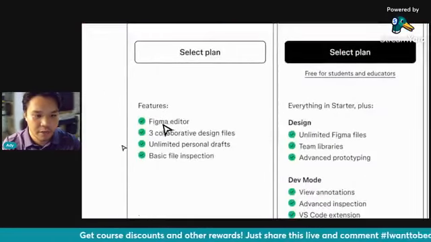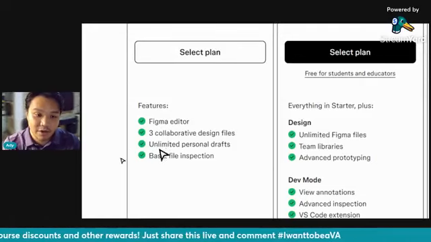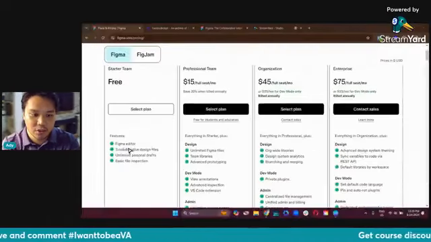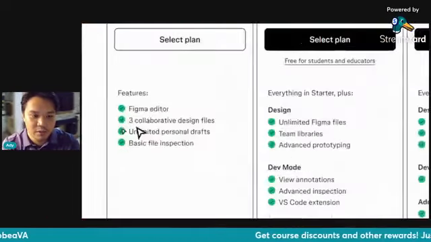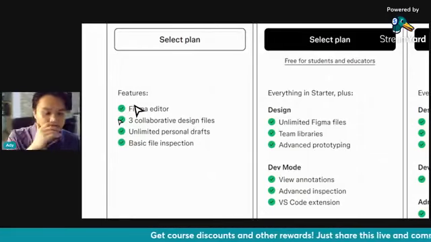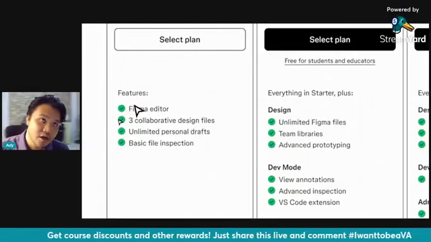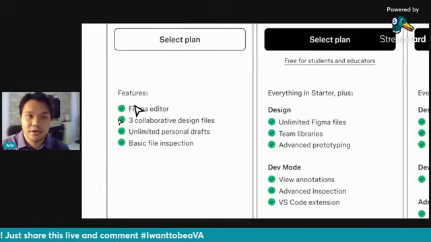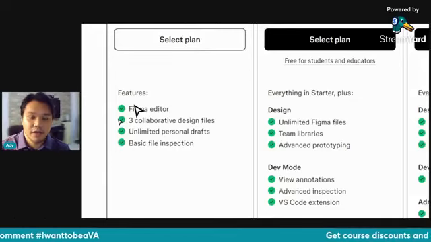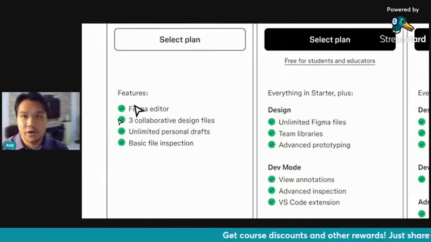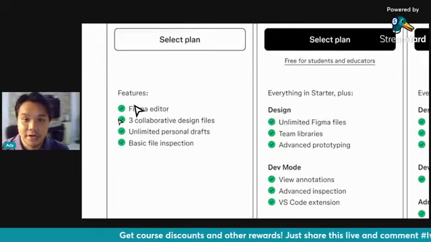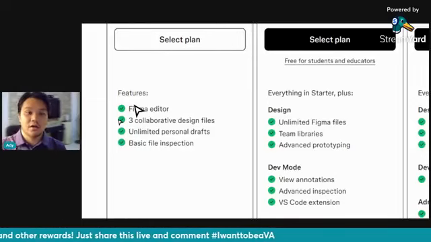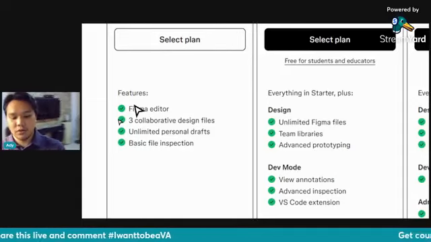Here the Figma editor, three collaborative design files, unlimited personal drafts. So this is just personal drafts and basic file inspection. We just have the basic features of Figma, but this is actually a good thing because for basic or beginner website designers, you can use the Figma editor for each of your website design files. And it includes all the other features, including the Figma editor that we have there. The Figma editor is this one.